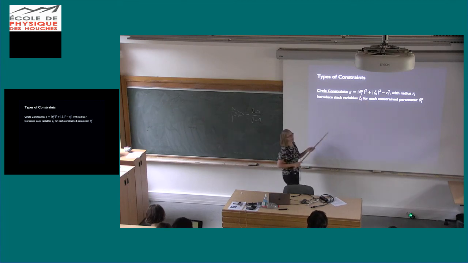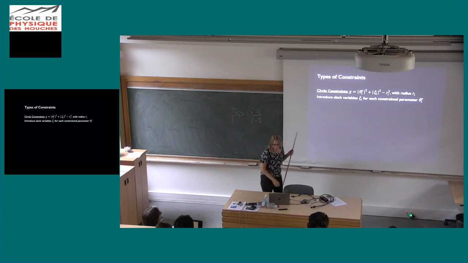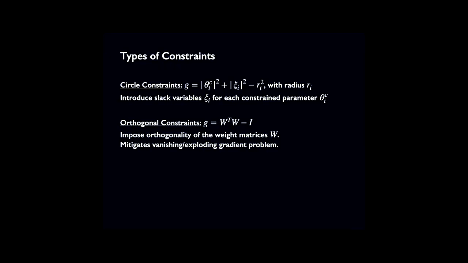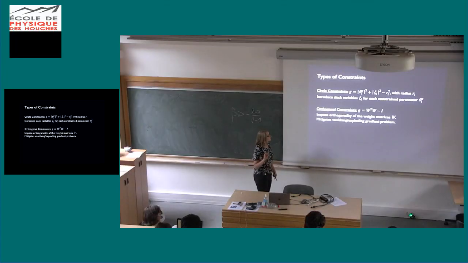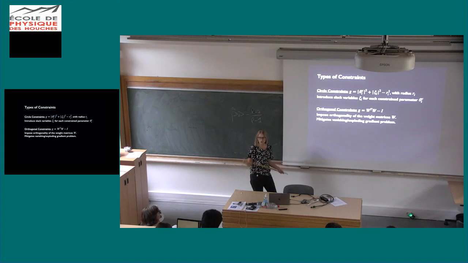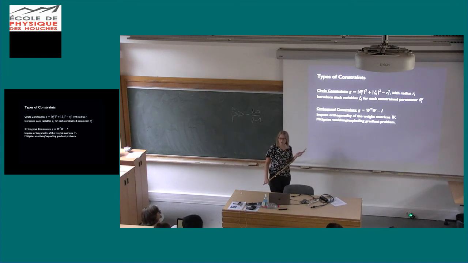Because we set the constraint g to be equal to 0. And so we also looked at orthogonal constraints, where you impose orthogonality of your weight matrix. Orthogonality has been used a lot for mitigating the vanishing and exploding gradient problem for recurrent neural networks. But recently there was also a paper where they looked at very deep convolutional networks, and they used orthogonal initialization, which turned out to be advantageous.